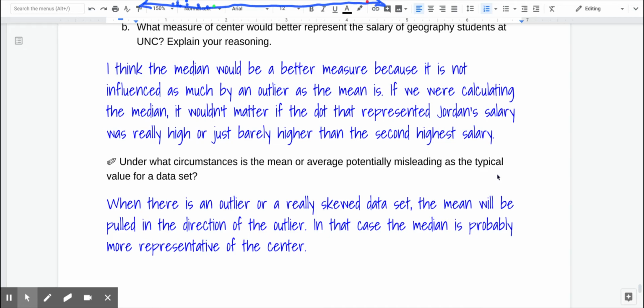An interesting thing to think about would be when you try to figure out a data set when neither the mean nor the median would give you an accurate picture of center.